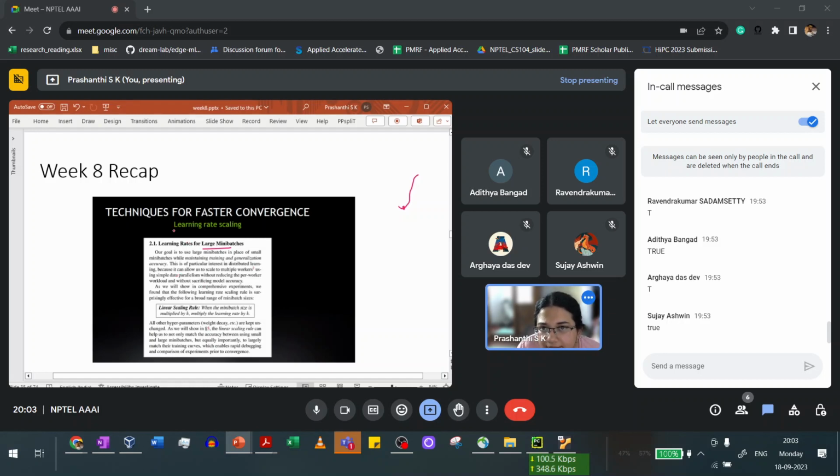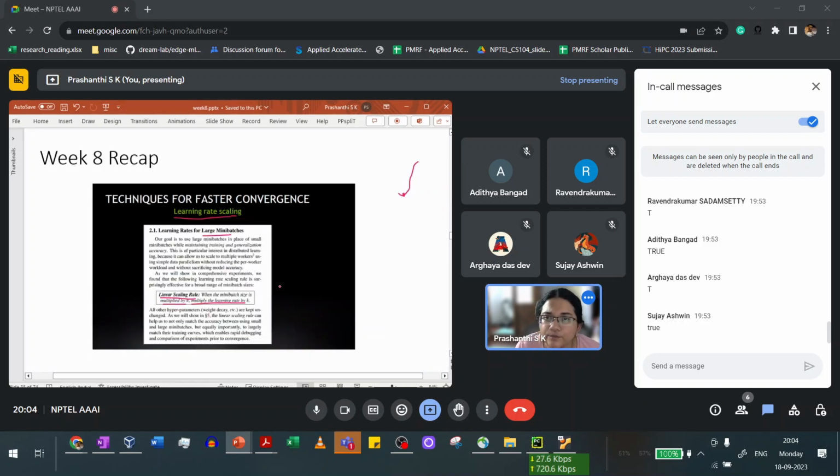So how do we address it? By using a linear learning rate scaling. Basically, when you multiply the batch size by k, you multiply the learning rate also by k. This is called the linear scaling rule, and it is found to be effective for a broad range of mini batch sizes and all other hyperparameters. Remember that the learning rate is also a hyperparameter. The other things are kept unchanged. It's sufficient to just increase the learning rate whenever you increase the mini batch size. So this is the second technique for convergence improvement.